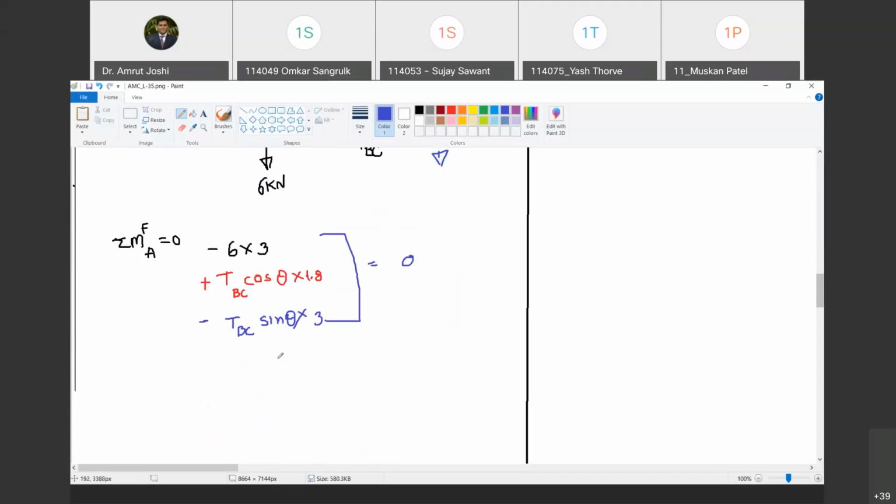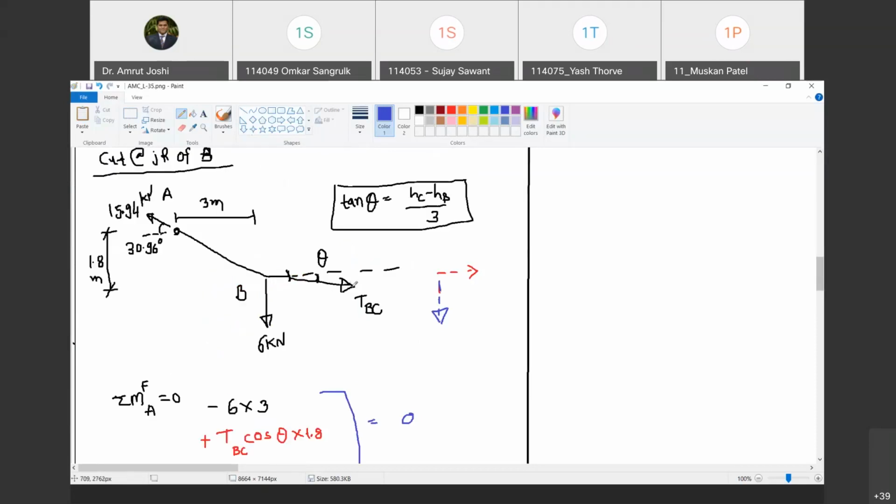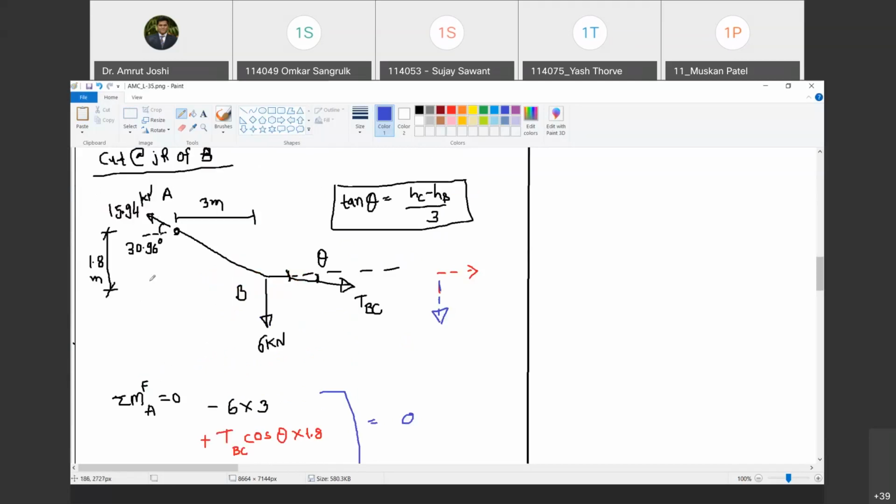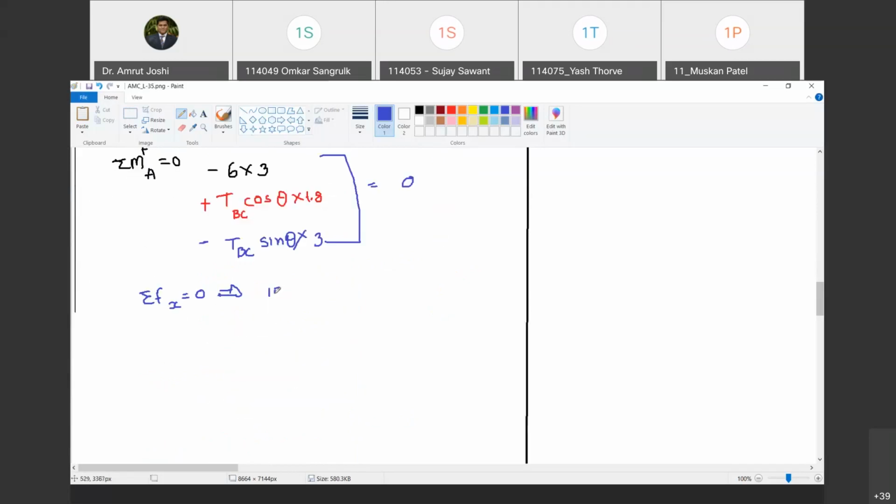Okay, now let us apply. How many unknowns are involved here? Theta and TBC. Agreed? Yes, sir. Now let us apply the second equation of equilibrium. What is the second equation of equilibrium? Summation Fx has to be equal to 0. Happy? Yes, sir. That is going to imply 15.94 cos of 30.96, and this is negative because it is in negative x direction.